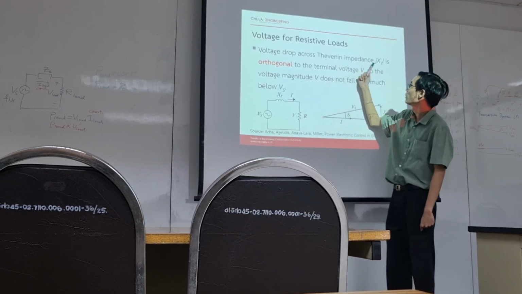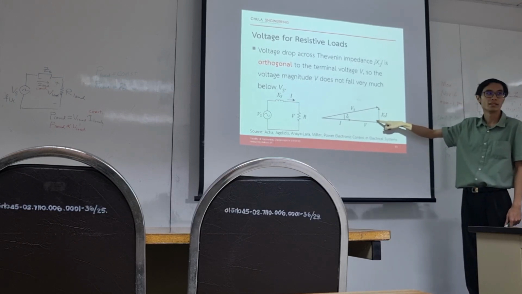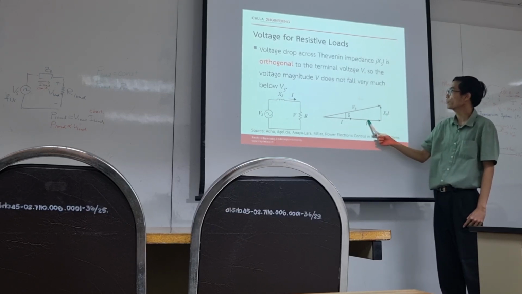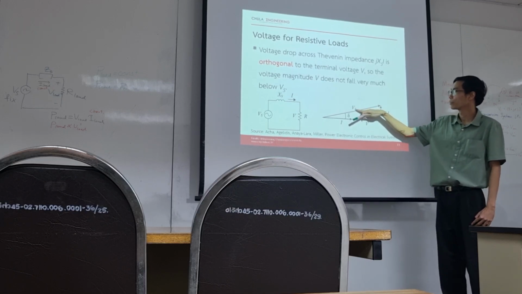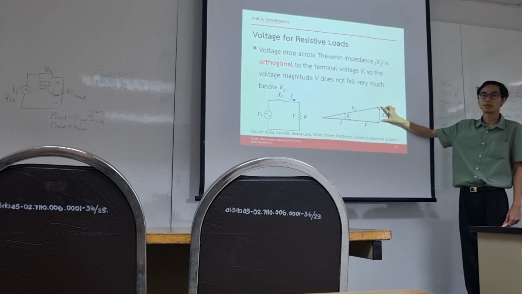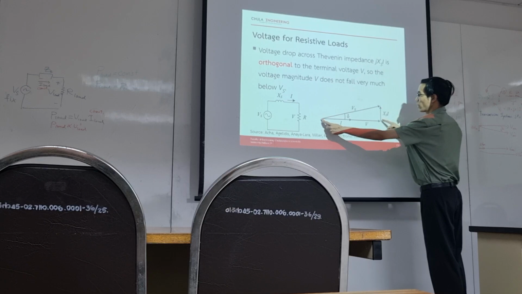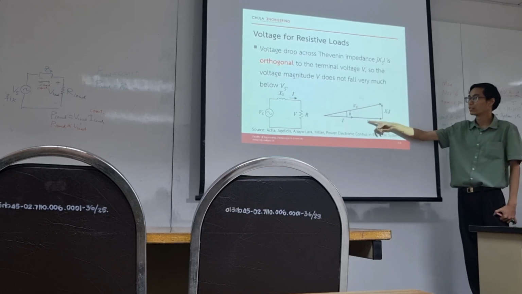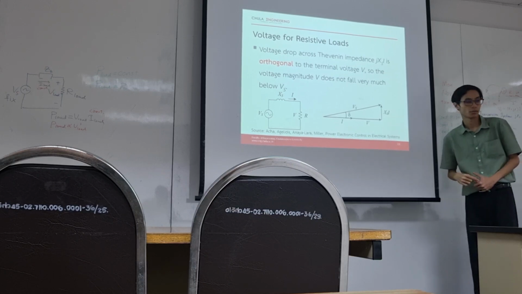The voltage drop across the Thevenin impedance jXs is orthogonal, meaning 90 degrees, to the terminal voltage V. The voltage at the load and the voltage at the source do not change much because this is orthogonal. This is 90 degrees, so the magnitude, meaning the length, does not change much. For resistive load, the voltage magnitude at the load does not change much.